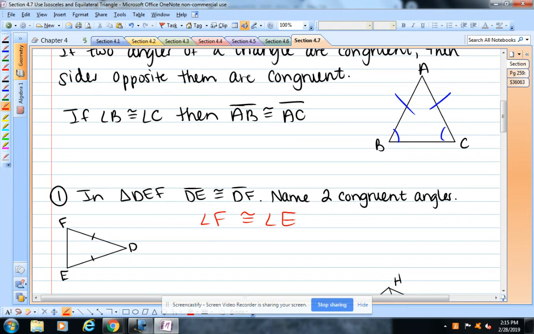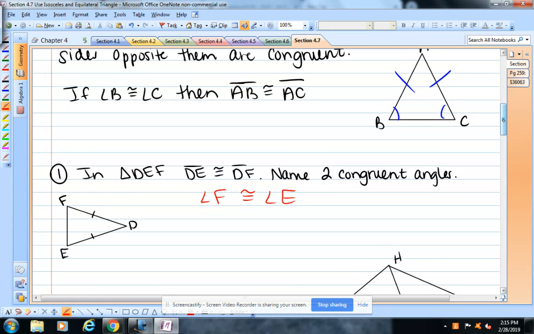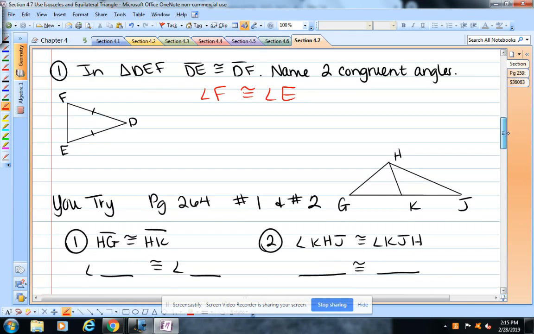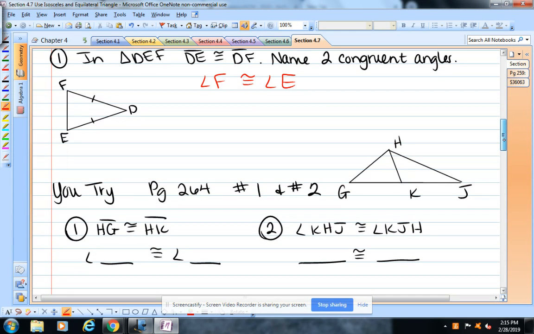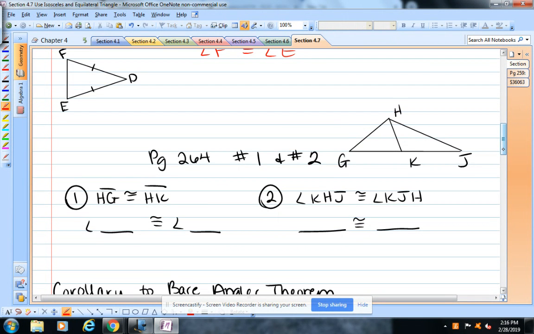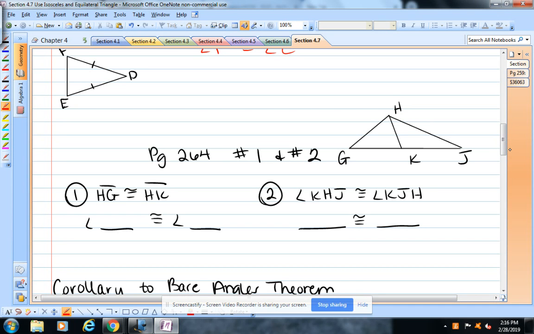You okay with that? So basically, the rest of the time we're going to use some isosceles triangles to say different things are congruent. Now this says you try, but we're not you trying. We're just going to do it together. It's just practice. We're doing it together.